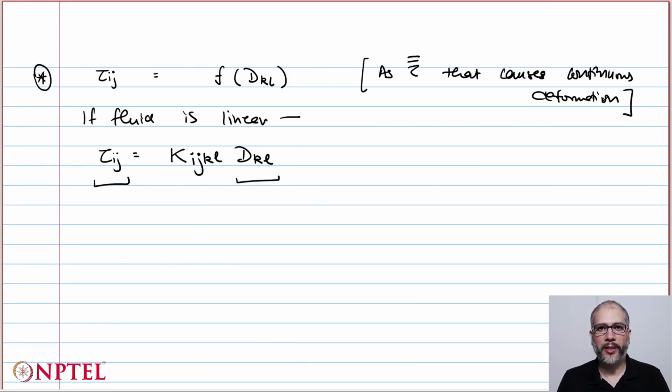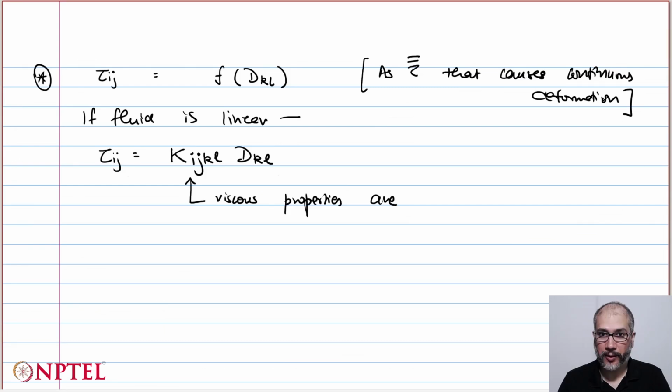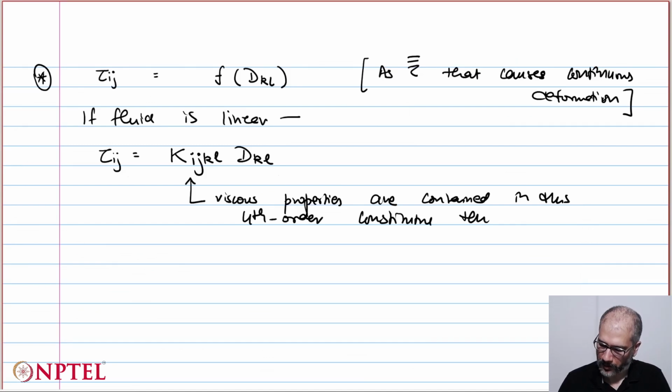So this K_ijkl is a fourth order constitutive tensor, and all the viscous properties of the fluid are contained in this K. And whatever ideas we talked about for linear solids are applicable here as well. So this K_ijkl has minor symmetries, so we can reduce the number of components, but we'll take a jump here and we'll talk about isotropic fluids.